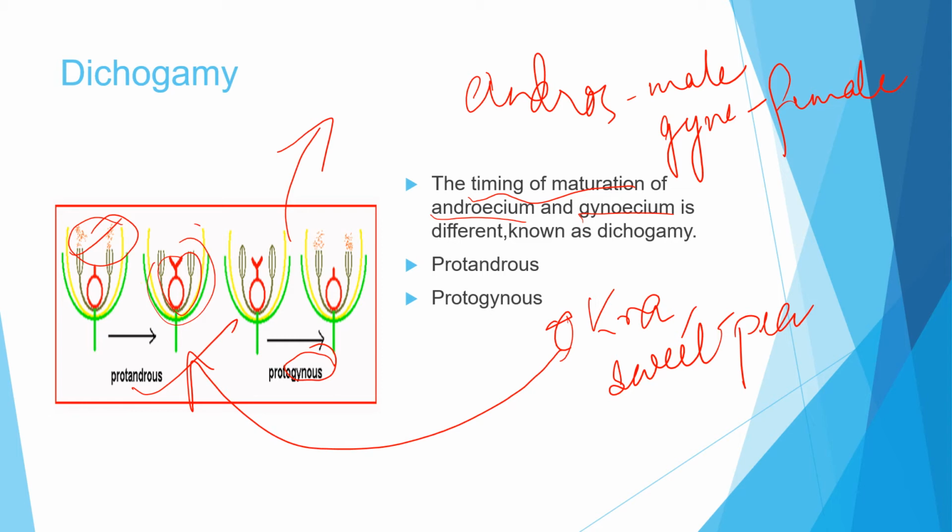Now let us give examples of protogyny. I have given already okra and sweet pea for protandry. For protogyny, we can say apple and peepal, where the stigma always matures earlier than the anther. That is, the female part is maturing earlier than the anther. So make it clear: in the previous slide we read about unisexuality. Here we are studying how female parts mature earlier in some plants, called protogynous, and where the male parts mature earlier, they are called protandrous.